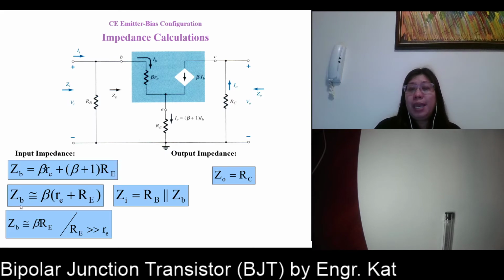Therefore, you have the base impedance, which is the sum of your small re plus your RE multiplied by your beta. Once your ZB is established, your ZI here is the parallel combination of your RB and your ZB. Since small re is very small compared with the big RE, we can have your ZB equivalent to beta multiplied by the capital RE, or the emitter resistance.